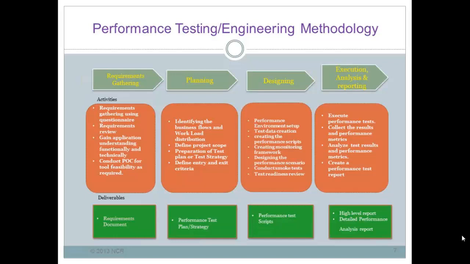The outcome of the analysis phase is a high-level report and a detailed performance analysis report. The high-level report will be published to the stakeholders. Once the test is completed, a high-level report will be published immediately, and the detailed analysis report will take some time to analyze all the counter details. The time taken depends on the servers involved in the performance test, and the detailed performance analysis report will be prepared and published to the stakeholders. So this is the performance testing engineering methodology.